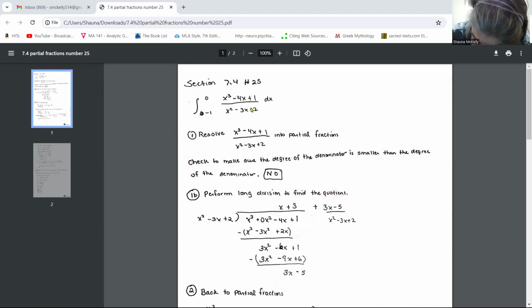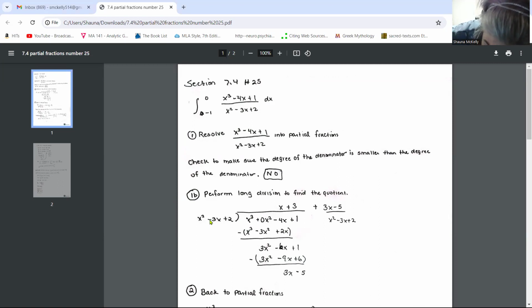So we're going to do some long division. For the sake of alignment, I've used 0 as a placeholder for the missing x squared term at the top. So I have x cubed plus 0x squared minus 4x plus 1, and I'm dividing by the polynomial on the outside. What you saw me do here was subtract. So x cubed divided by x squared is x, and then multiply back.